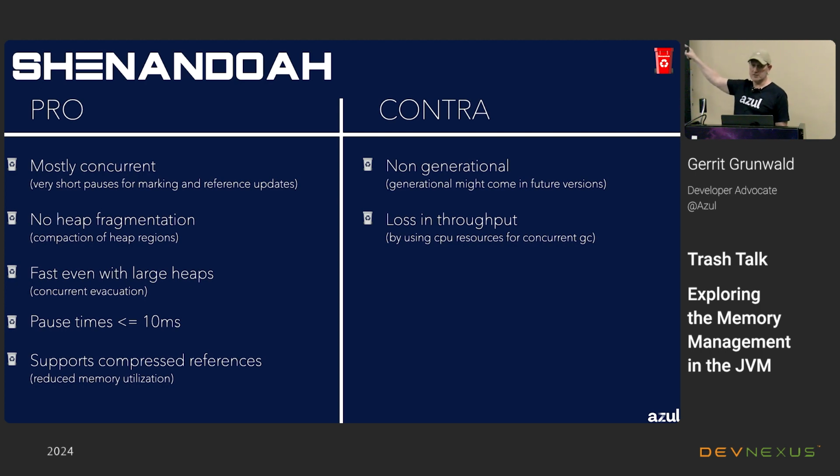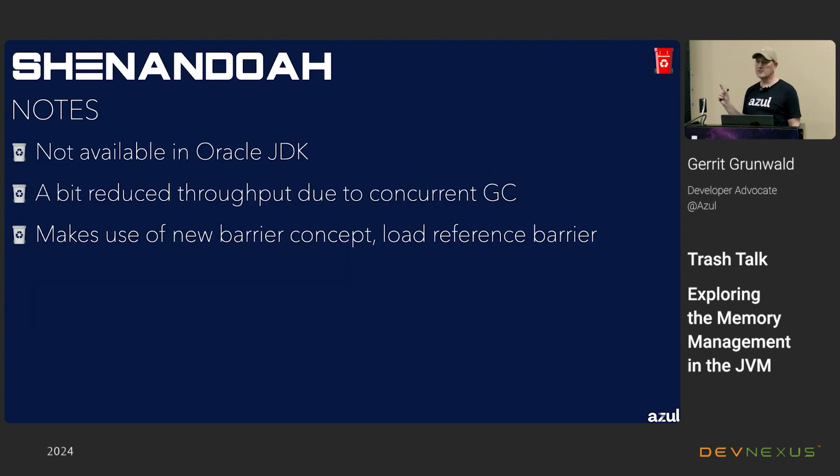It's non-generational. There might be a generational version in the future, and you have some loss in throughput. Not a big one, but if you use all the CPUs for garbage collection and your application, of course, there is a little bit of a loss in throughput. It's not available in Oracle JDK, probably because it's a Red Hat product. All the other JDKs support it, but if you are on Oracle, you won't get it.